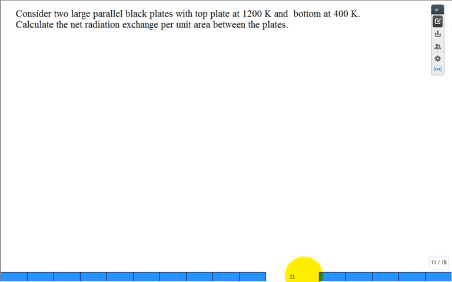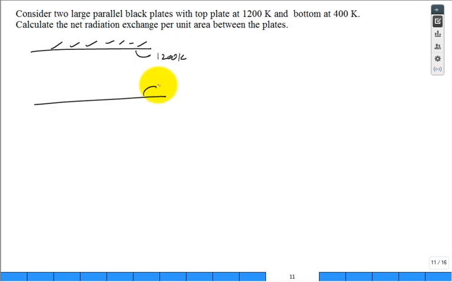Consider 2 large parallel black plates. The top plate is at a surface temperature of 1200 Kelvin. The bottom plate is at a surface temperature of 400 Kelvin. And so they face each other. And we want to calculate the net radiation exchange per unit area between the 2 plates.